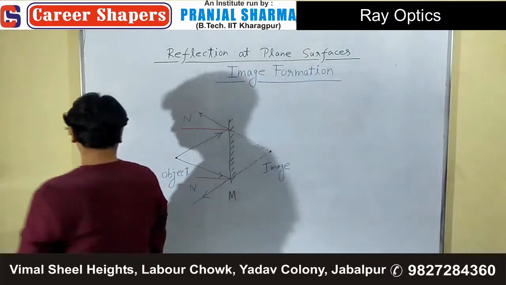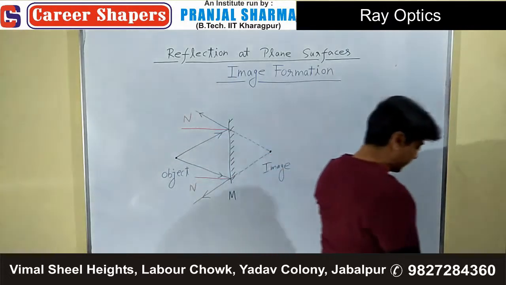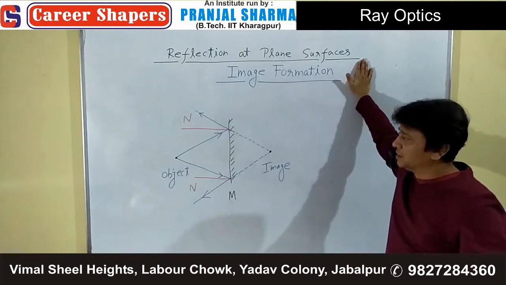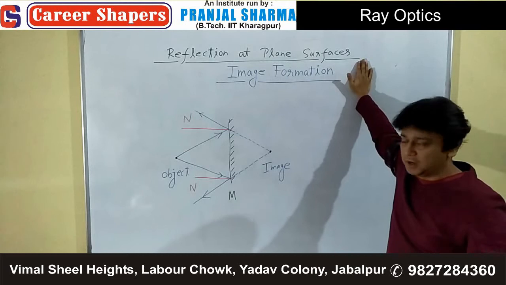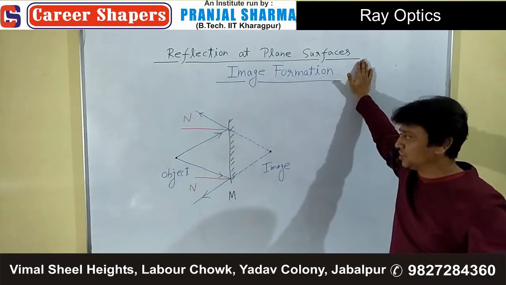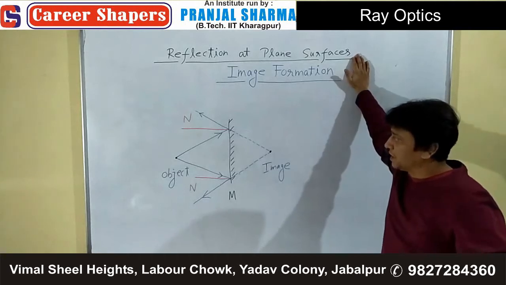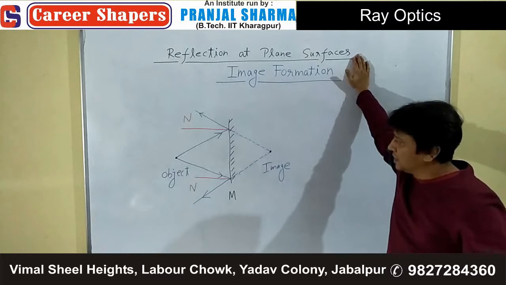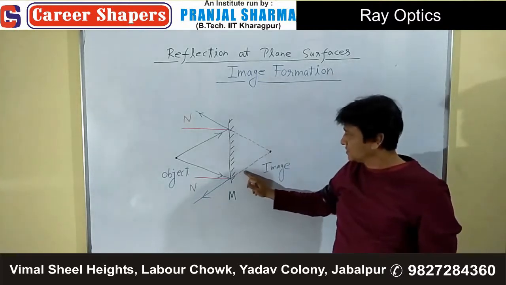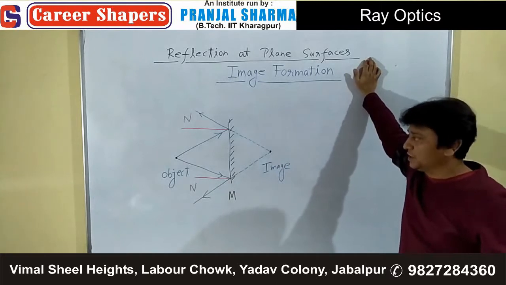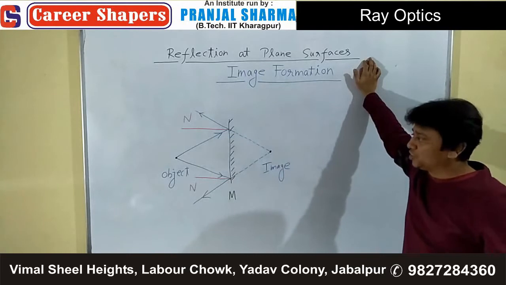First, write down these statements. Intersection of incident rays provides position and nature of the object. We'll see this nature part. Provides position and nature of the object. Similarly, intersection of reflected rays provides position and nature of image. Position and nature of image.